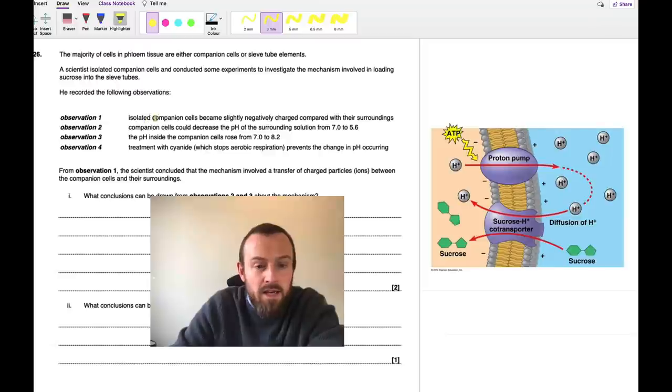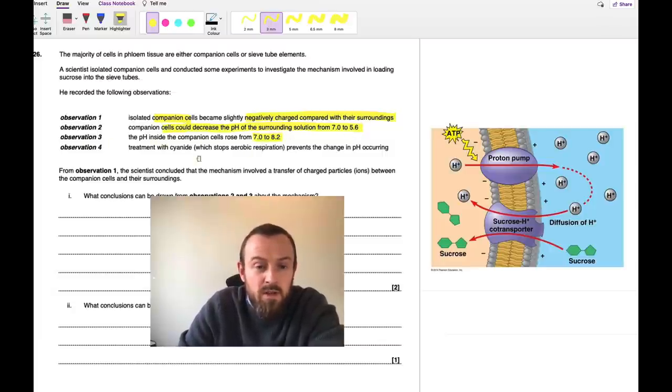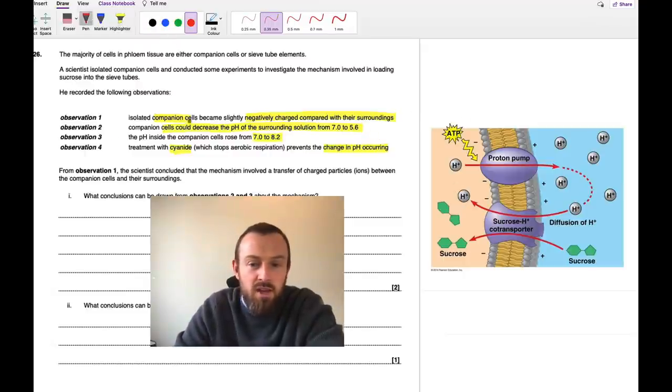First of all, companion cells became slightly negatively charged compared with their surroundings. Observation two, companion cells could decrease the pH of the surrounding solution from 7 to 5.6. Observation three, the pH inside the companion cells rose from 7 to 8.2. And observation four, treatment with cyanide prevents the change in pH occurring. Well, let's talk about all those with respect to this picture over here.